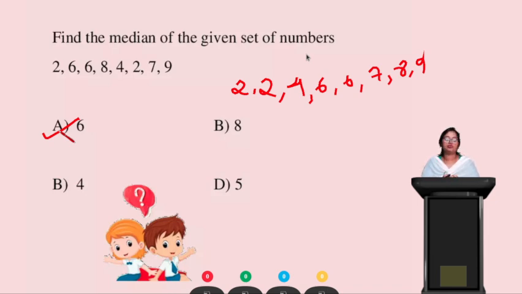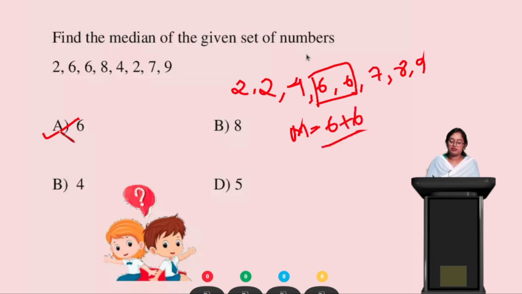So what we have to do? Here the number of observations is even. So we have to take the mean of the two middle numbers, isn't it? Yes. So median M is equal to, these are the two middle numbers that we got. So we have to take the mean of these. (6 + 6) divided by 2, that is 12 by 2, which is nothing but 6. So here 6 is the correct answer.